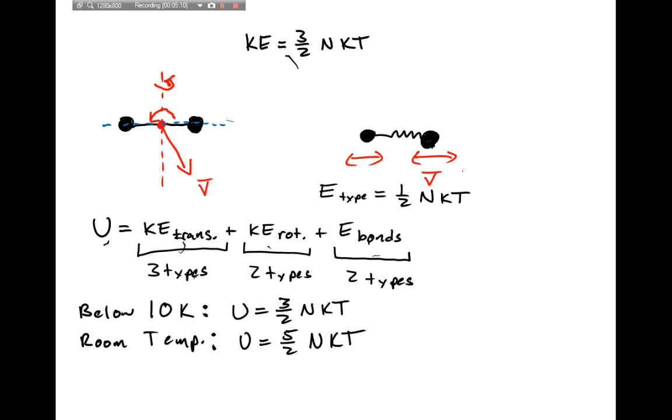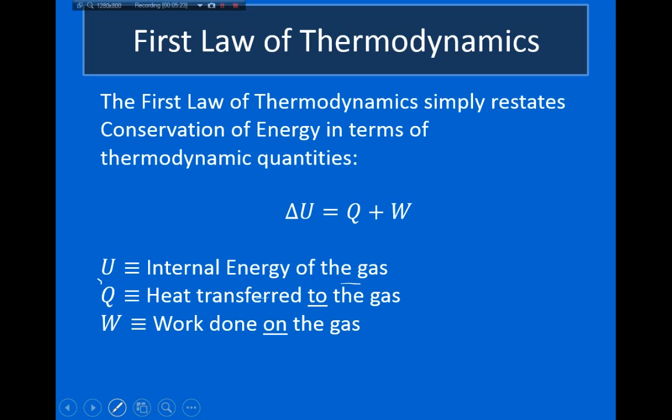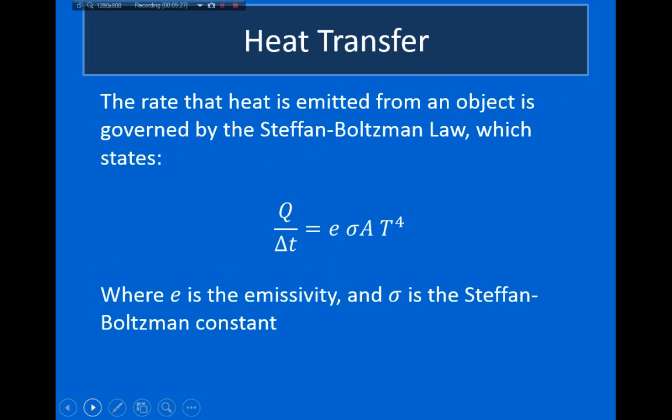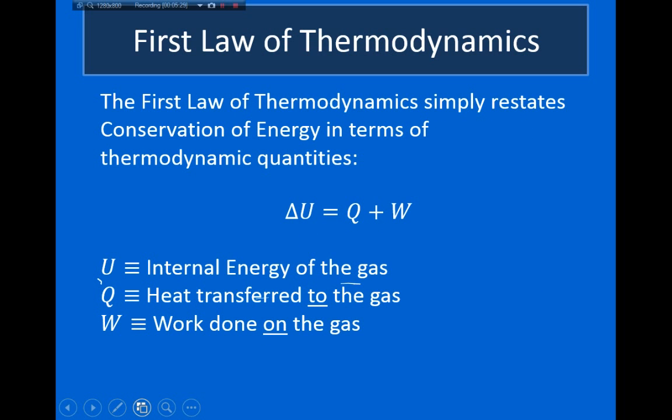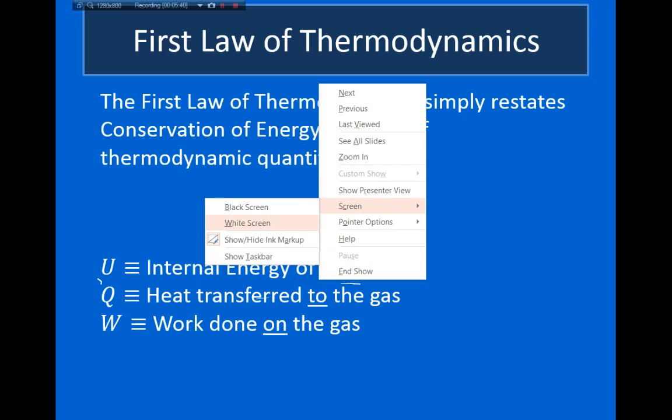Finally, at higher temperatures, typically above several tens of thousands, I'll just write above 10,000. But typically we're talking about 60 or 80,000 Kelvin before these other types of energies come in. But at very high temperatures like that, the internal energy of the gas will be something like 7/2 nkT.